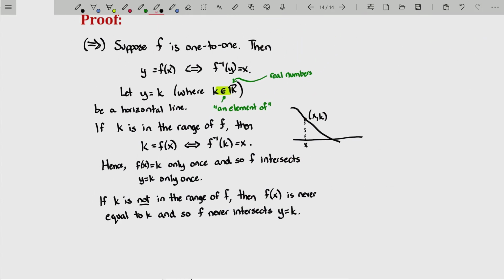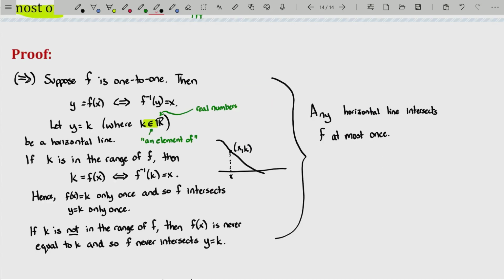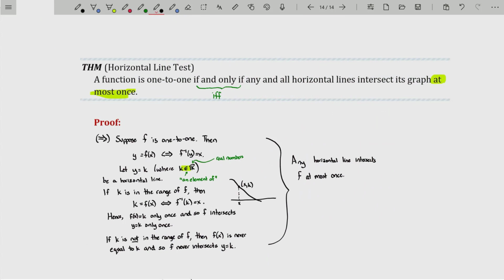And that is just assuming that f is 1 to 1. So all of that leads to any horizontal line will intersect f at most once. Again, that's assuming that f is 1 to 1. So we have just proven the forward part. We've proven that assuming f is 1 to 1, well then, all horizontal lines intersect f at most once.